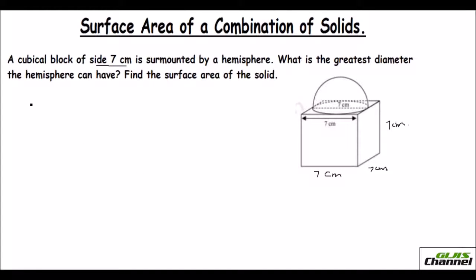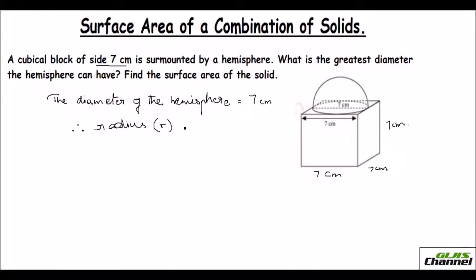So the answer for the first question is the diameter of the hemisphere is equal to the side of the cube, which is 7 centimeters. Understood? Therefore, the radius, we can denote it by r, R is equal to 7 over 2 centimeters. The half of the diameter, right? Okay. Now they've asked you to find the surface area of the solid.